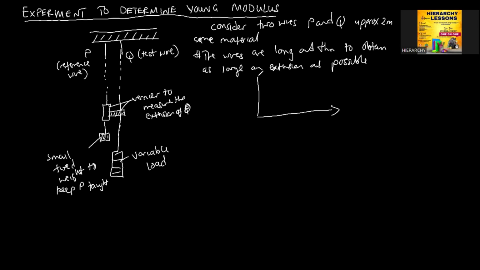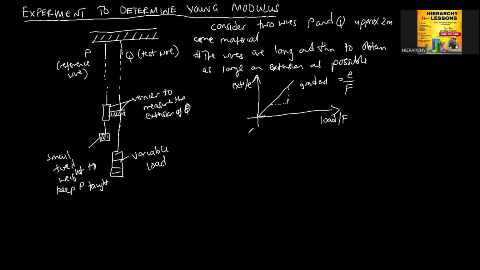So if we plot a graph, we have a graph here of load, F, and then this is the extension. If we plot a graph of extension against load, we get a straight line. If we find the gradient, we mean the gradient will be equal to E over F, the change in Y over change in X. So the gradient will be equal to E over F.